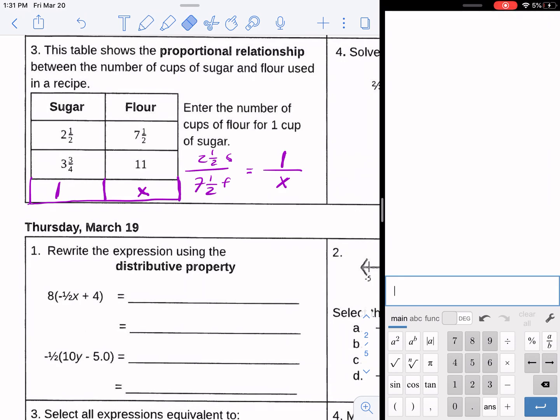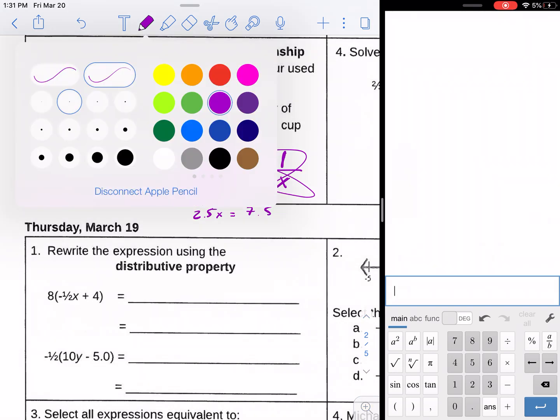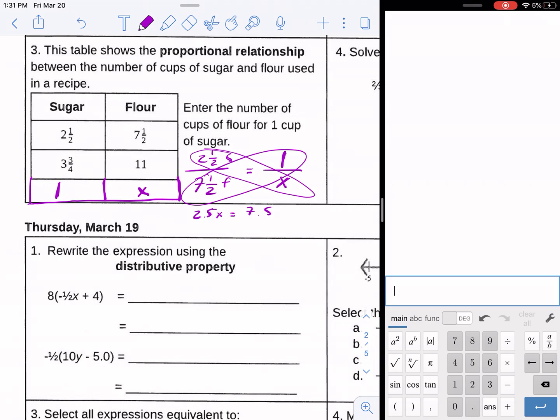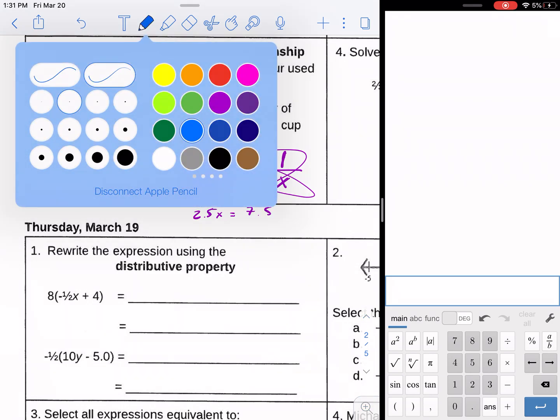Well, looks like I'm just in a Wakanda mood today. Let's do that. How about that? 2 1/2 times x, well, that's just 2.5x. 7 1/2 times 1, well, that's just 7 1/2. How on earth do I get x by itself? Well, I divide top and bottom by 2.5. Oh, sorry, not top and bottom. I divide both sides by 2.5.